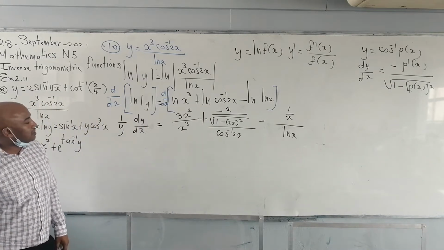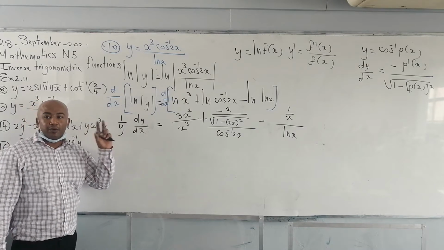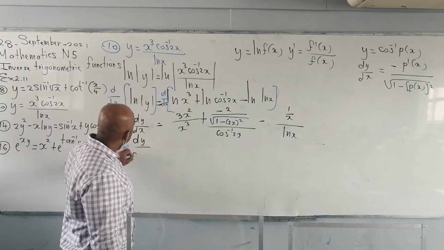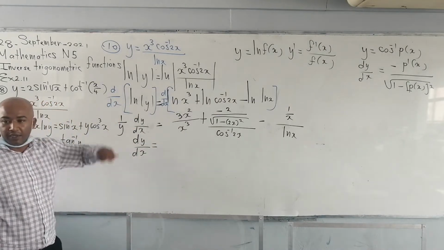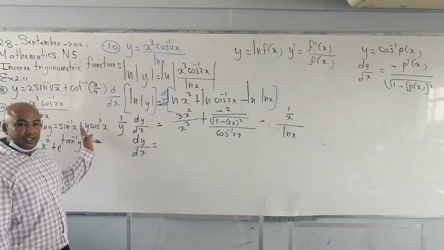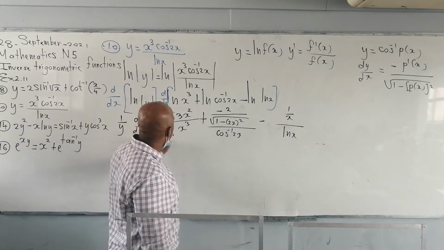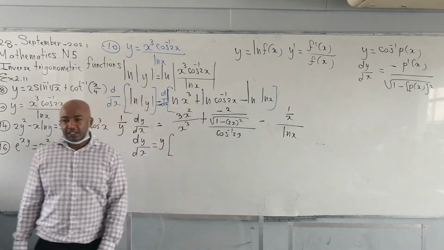Okay, so what must we do now? Multiply by y on both sides. Make dy over dx the subject of the formula. So dy over dx is equal to, I multiplied by y, by y over 1, y on the left, y on the right. So that's y there. Simplifying, it's a fraction divided by a fraction.